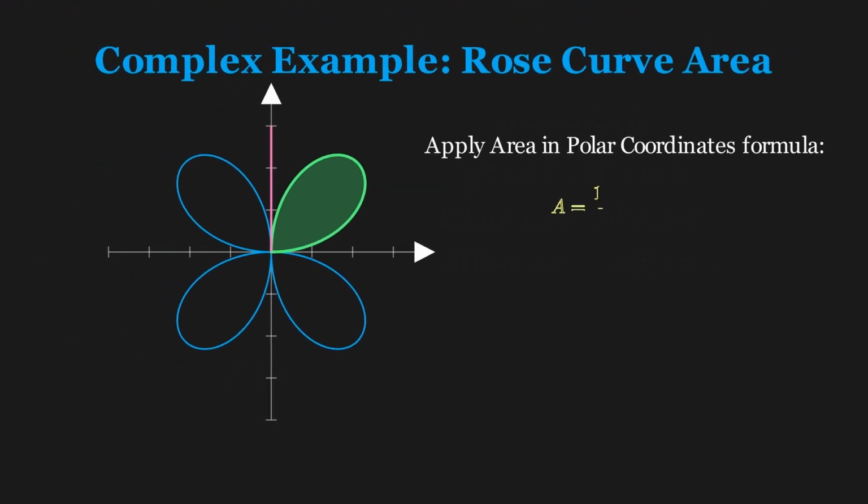Now let's apply our area formula to find the petal's area. Using the polar area formula, A equals 1/2 times the integral from 0 to pi over 2 of r squared d theta. Then substituting our function, A equals 1/2 times the integral from 0 to pi over 2 of (3 sine 2 theta) squared d theta. This becomes A equals 1/2 times the integral from 0 to pi over 2 of 9 sine squared 2 theta d theta. Then factoring, A equals 9 over 2 times the integral from 0 to pi over 2 of sine squared 2 theta d theta.